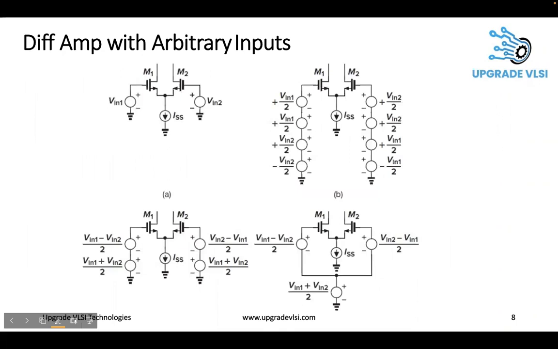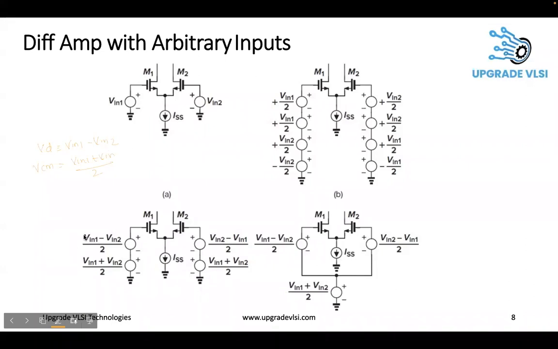So we have a differential amplifier. The question is how to define the differential input and common mode input. We have two inputs, Vin1 and Vin2. I'm going to define the differential signal, that is Vd, as Vin1 minus Vin2, whereas the common mode I'm going to define as (Vin1 plus Vin2) by 2. Okay, so this is the definition.